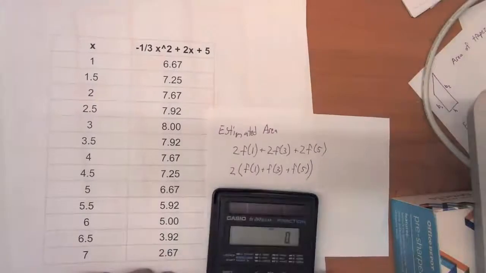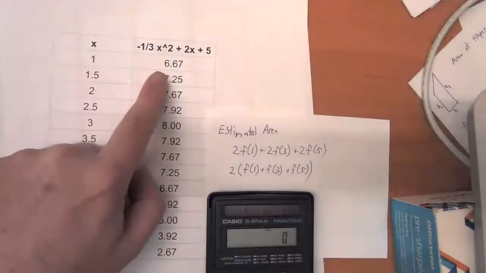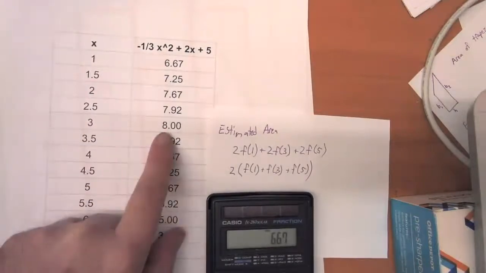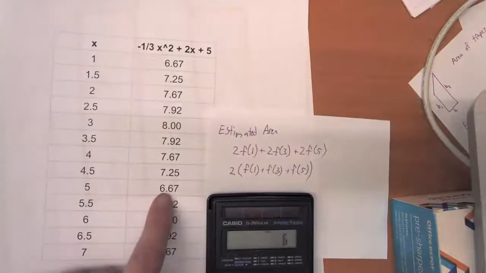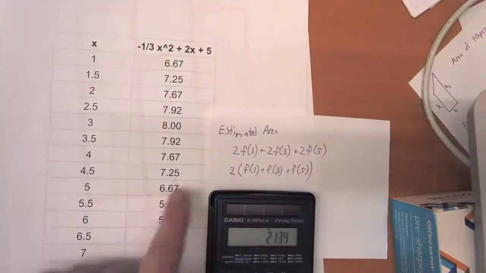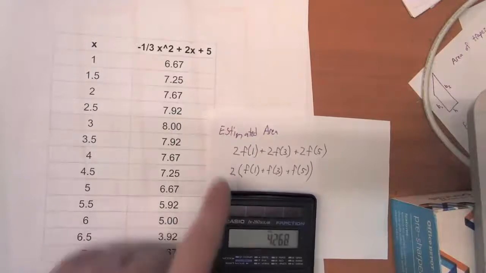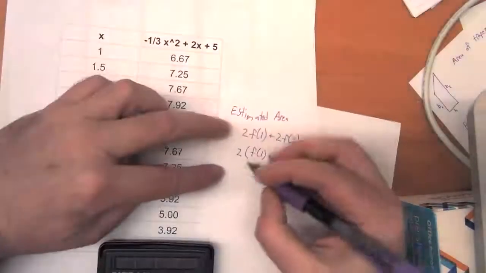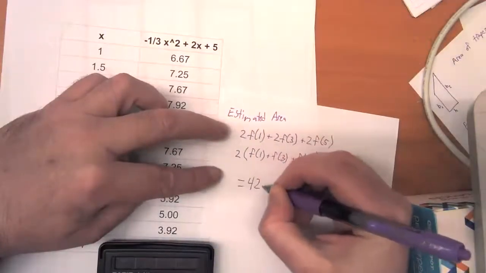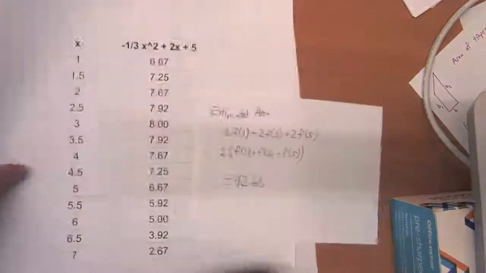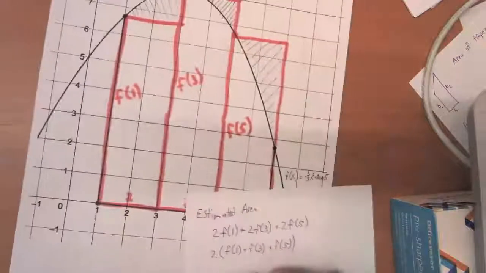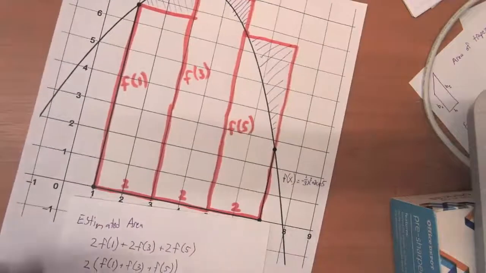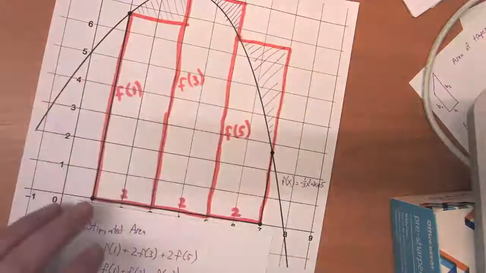And so let me calculate this. f of 1 is 6.67 to 2 decimal places, and f of 3 is 8, and f of 5 is 6.67. And I need to multiply this by 2, and so that gives me an estimated area of 42.68. So that's how big the sum of these three rectangles is. So that's at least an estimate of what the area under the curve is.